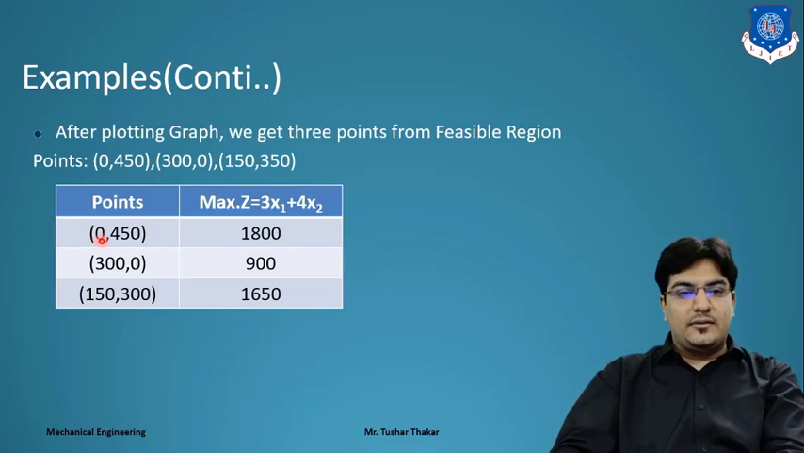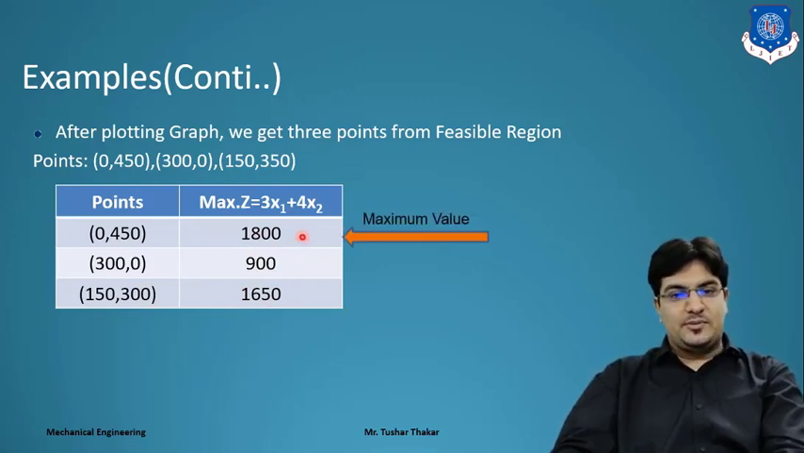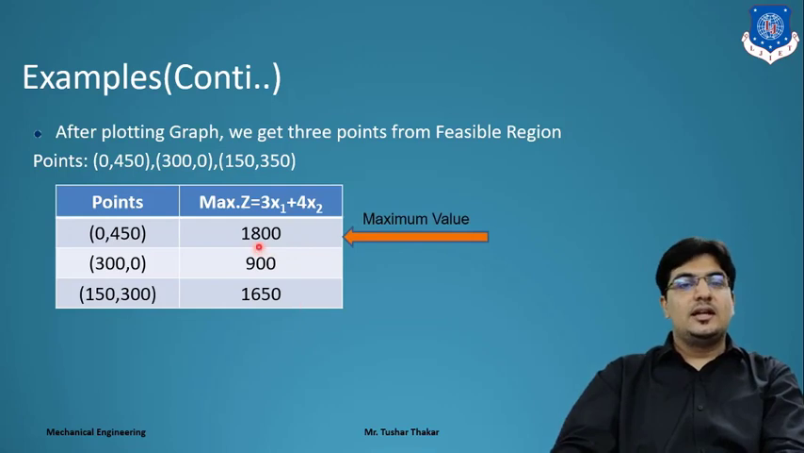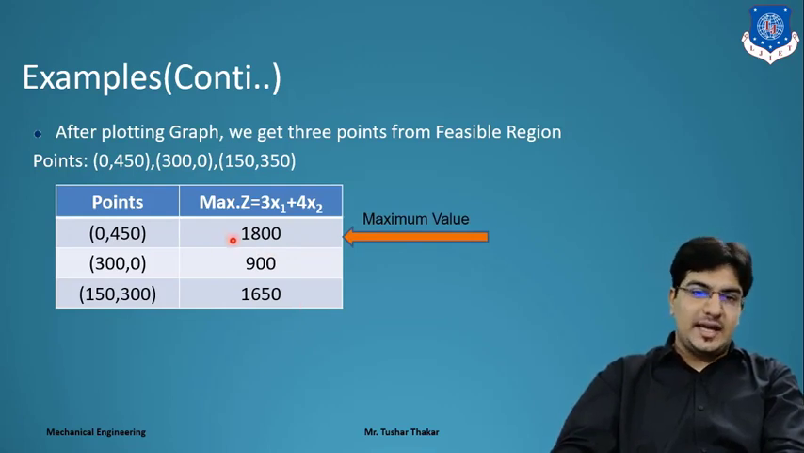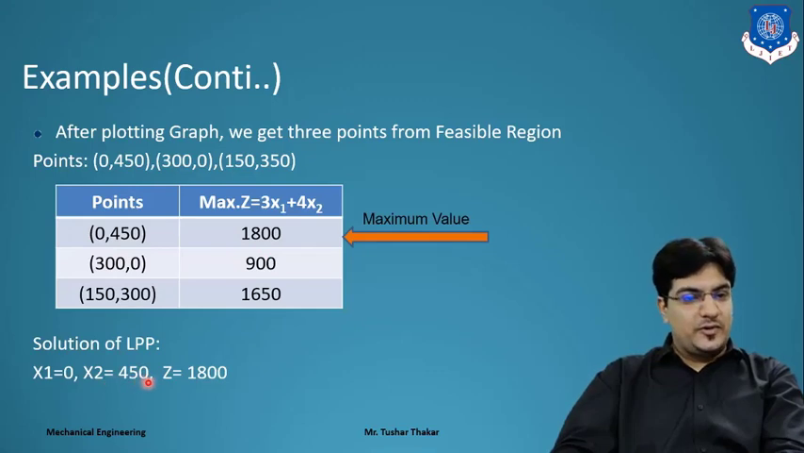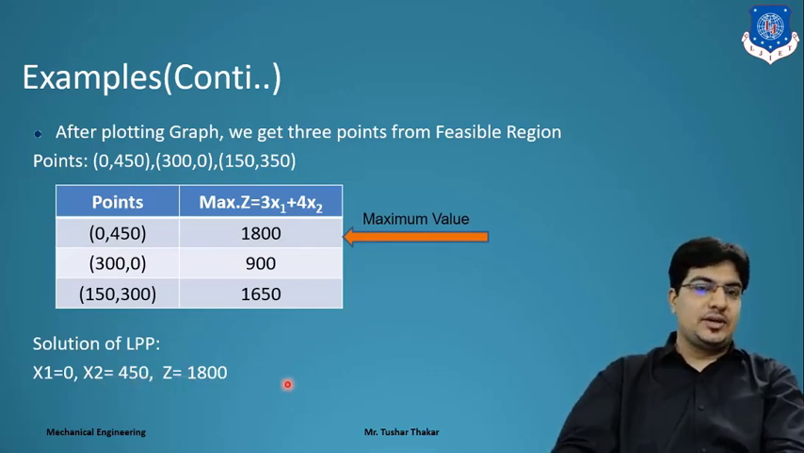We have to put 0 and 450 in the equation. 3x1 plus 4x2, we can get the value 1800, here 900, and here 650. Among the 3 values, we have to take the maximum value, as this problem is maximized, and this is the maximum value. Now this is the solution of the LPP, where x1 is equal to 0, x2 is equal to 450, and z is equal to 800.